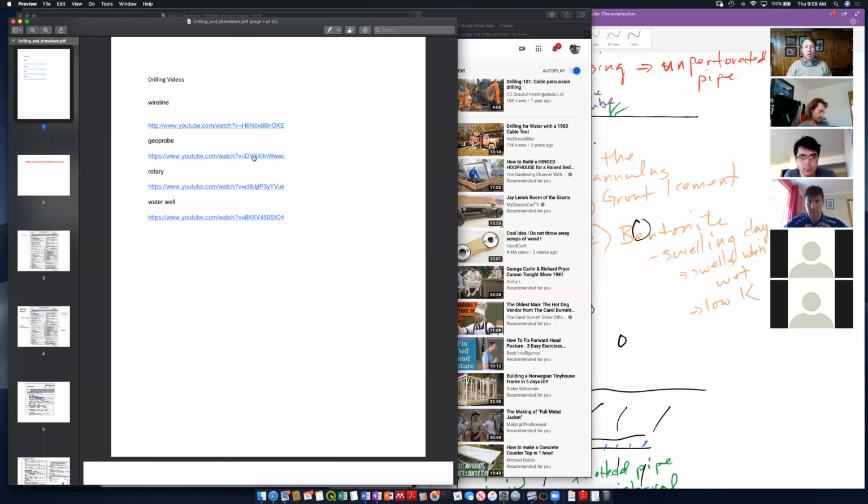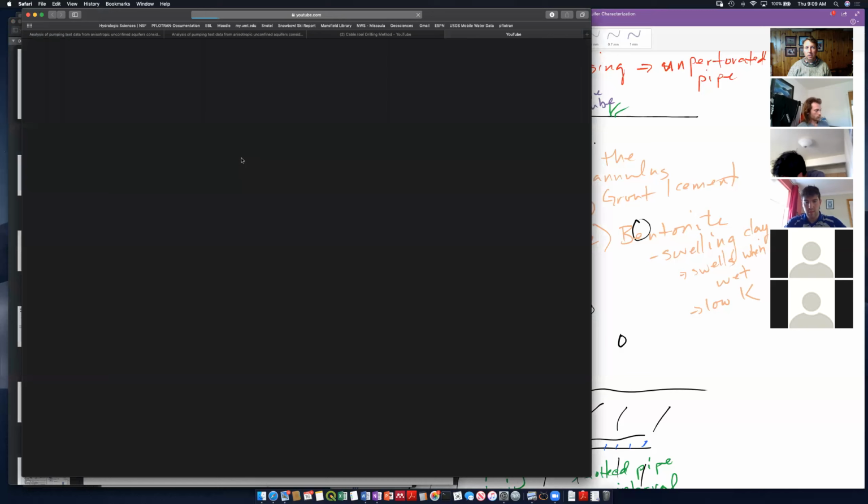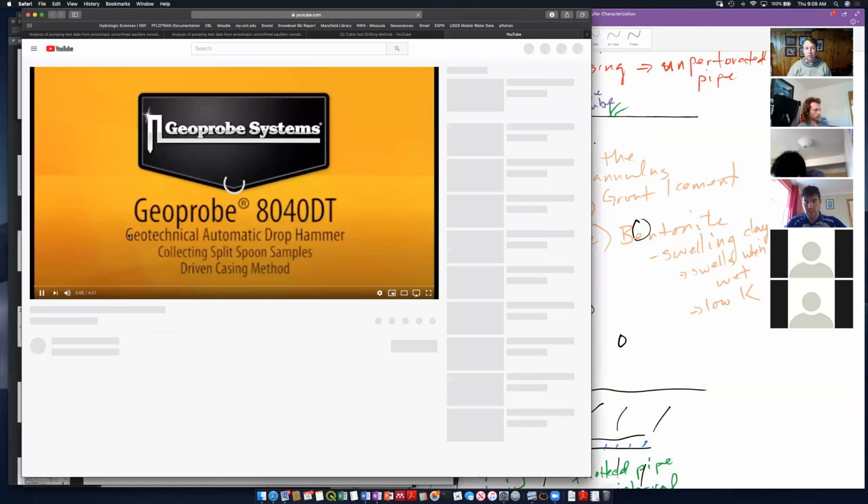So, another more modern method that we use, and we use a lot at UM because I have one of these, is a geoprobe. And it's another method that's good for unconsolidated material. All right. And it's another pounding or mechanical advancement. So let's check out a geoprobe.